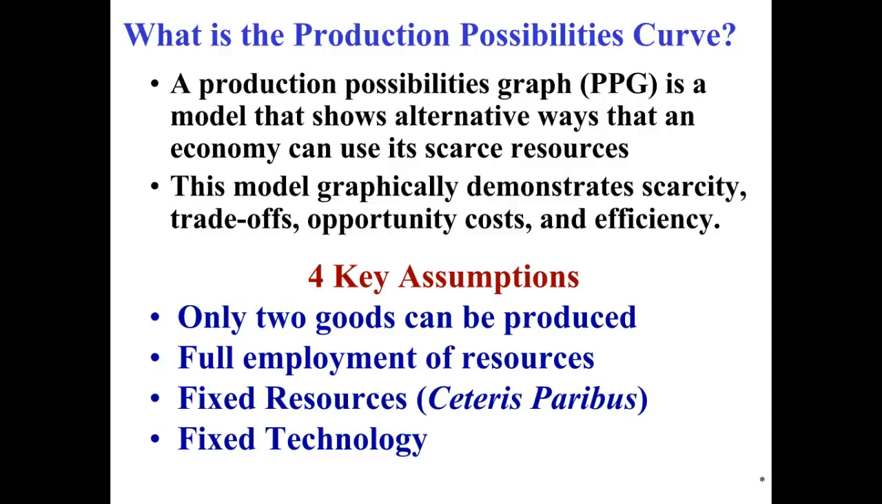But you need to keep in mind that there are 4 key assumptions when looking at this particular model. And they are the following, and you can see them on the screen, but let me go over them just so that you have them in your mind. We're going to see that there's only going to be 2 goods that can be produced, that there's going to be full employment of these resources, meaning we're going to be using them to the best of the ability that we can, that these resources are fixed, that's called ceteris paribus, and that the technology is going to be fixed when taking a look at these models.